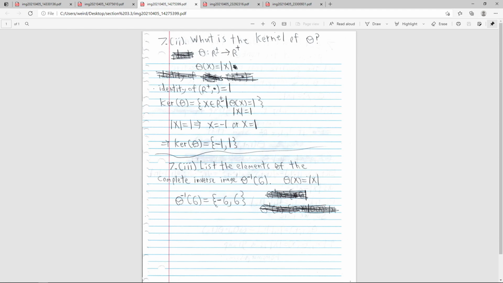So part 3 is: list the elements of the complete inverse image zeta inverse of 6. We did this before, but just the inverse image under zeta. So zeta of x equals the absolute value of x here. So zeta inverse of 6 equals negative 6 and 6, because negative 6 gives you 6, and 6 gives you 6 when you apply the function.